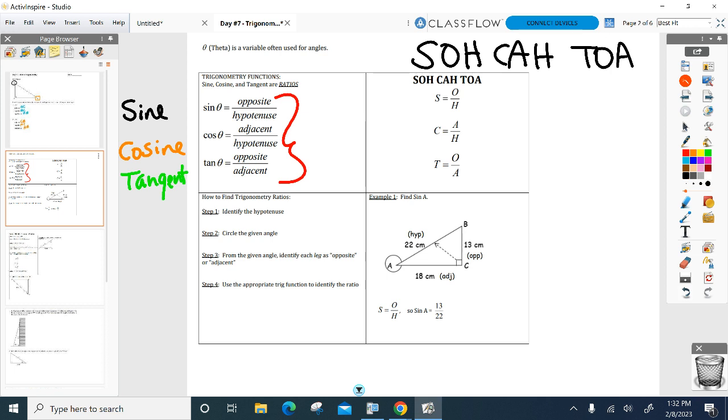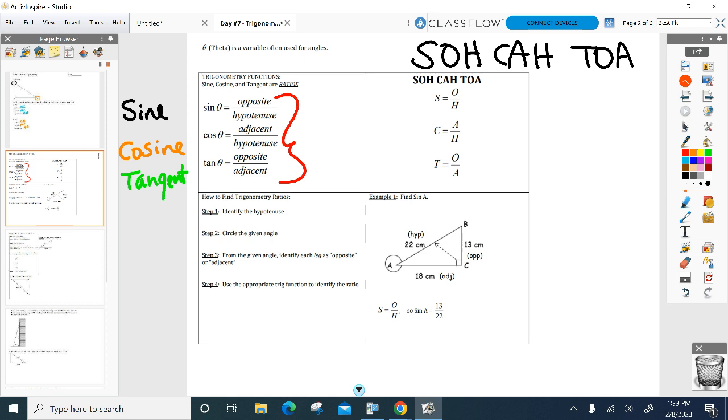Conveniently, her brother's name helps us remember the ratios. How? S for the sine ratio. How do you find the sine ratio? What do you think O stands for? Opposite side over the hypotenuse. That's how you find sine. C for cosine. How do you find cosine? Adjacent over hypotenuse. And then finally, TOA, tangent, is opposite over adjacent.